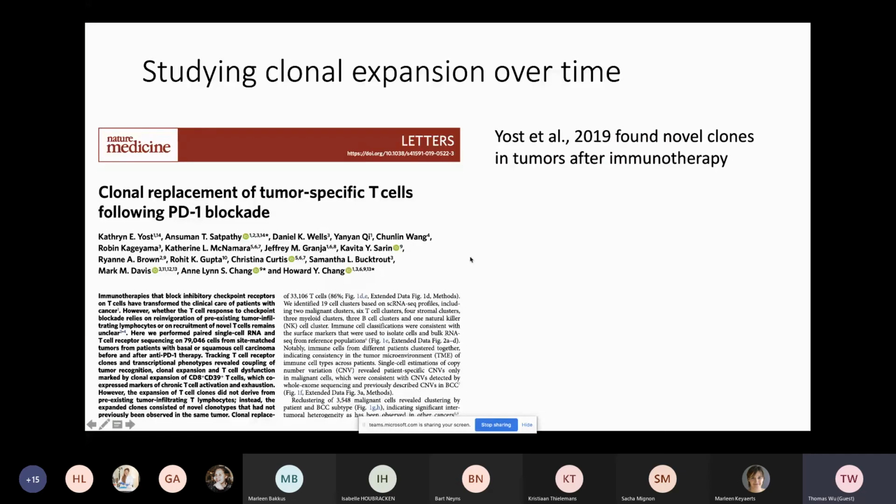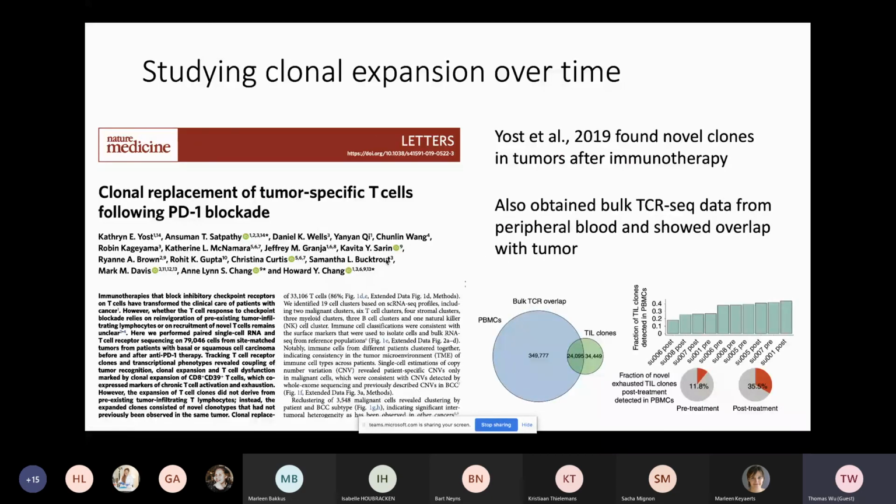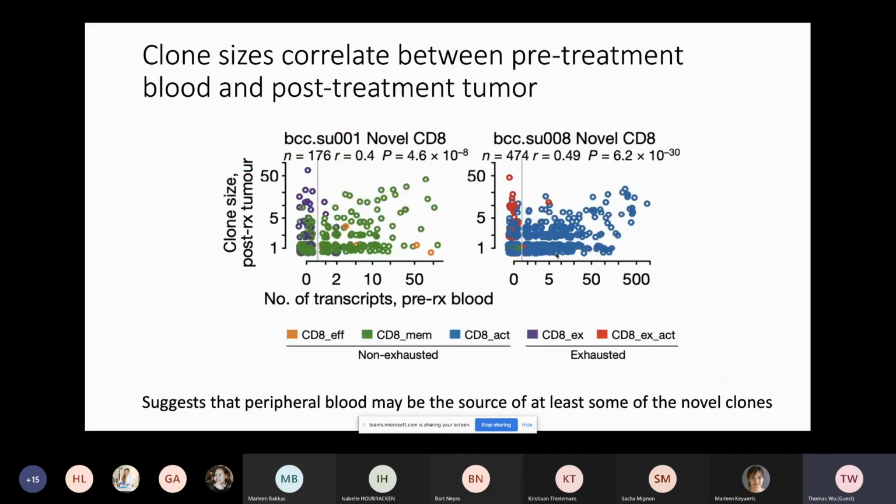And what they found is that they found novel clones in tumors. They also did an analysis which showed there was some overlap between peripheral blood and tumor, but they didn't complete the analysis. And so we took their data and did a more detailed analysis. And what we found was that there was a correlation between the clone size, and because they did bulk TCR-seq, it's not clone size, it's number of transcripts. It's a different measurement, but still, this is a proxy for the clone size. And this is the clone size after treatment in the tumor.